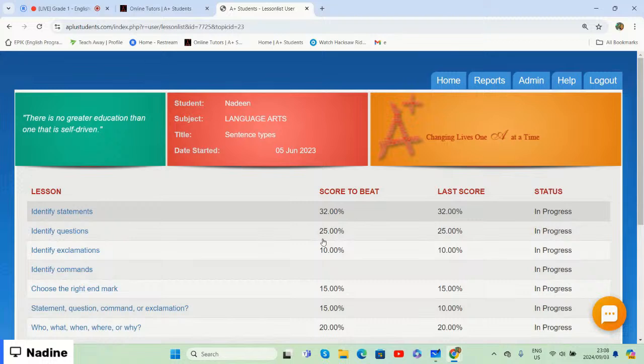With our different sentences, we can also ask ourselves who, what, when, where, and why they are doing the specific things. We're going to find out how we can incorporate who, what, when, where, and why within our different types of sentences.